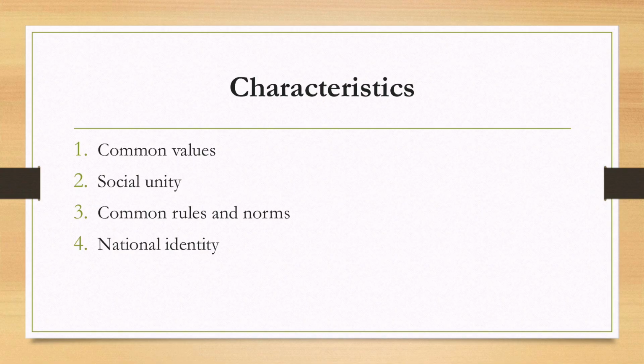Third one, common written norms. That means society follows common written rules, laws, and regulations that guide people's behavior. These norms include laws of the country, school rules, workplace regulations, social rules. For example, traffic rules and laws against crime are followed by all citizens.